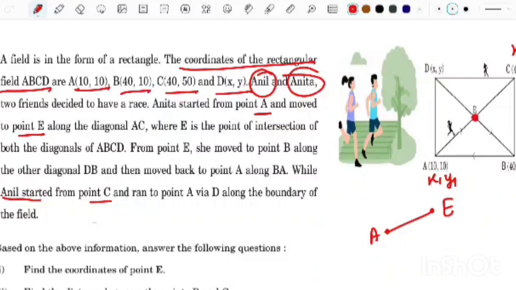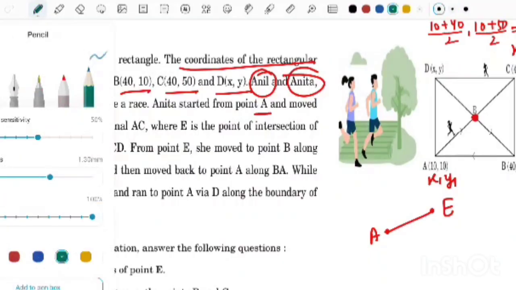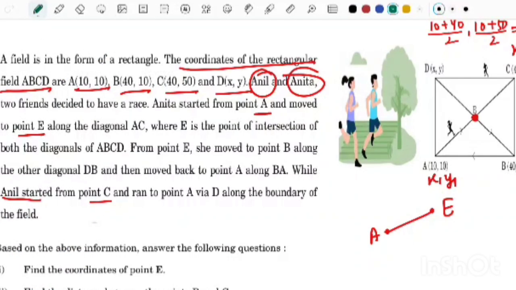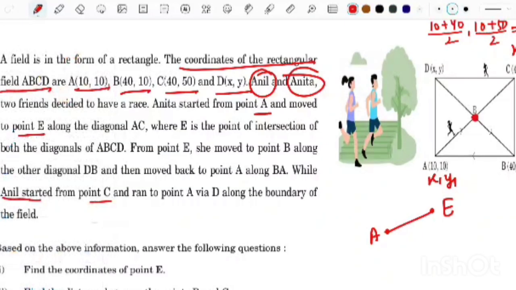We will get 10 plus 40 upon 2, 10 plus 50 upon 2. You will get 50 upon 2, that is 25. 10 plus 50 is 60, 60 upon 2 is 30. We have calculated the value of E. First part is done. 25, 30. Find the distance between B and C.